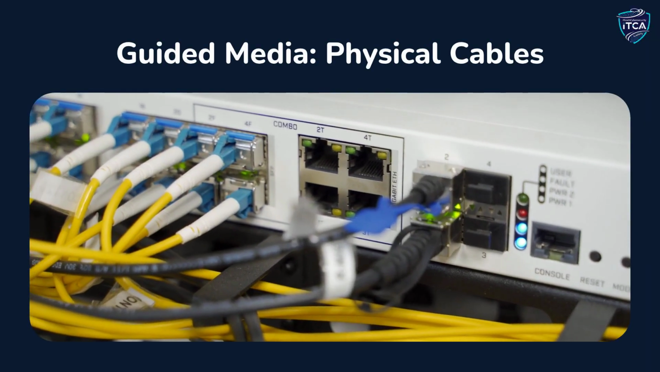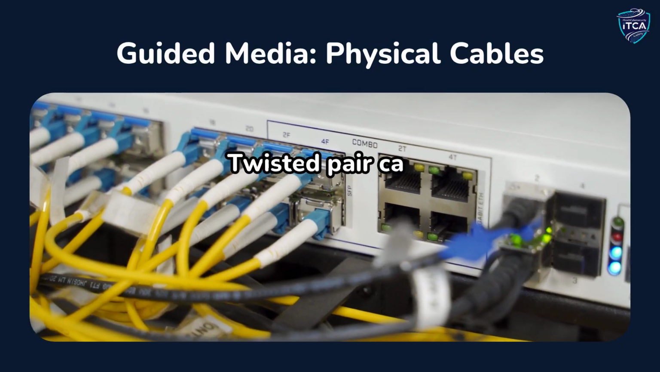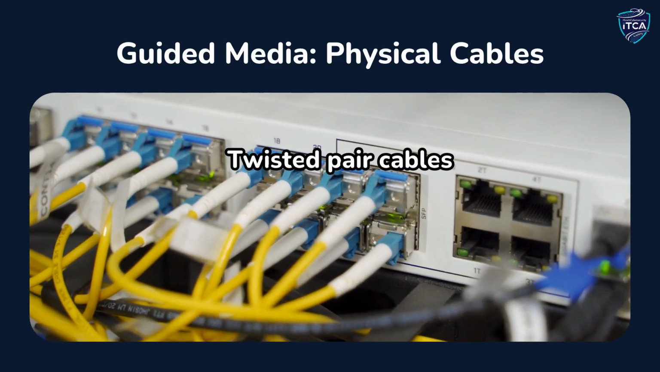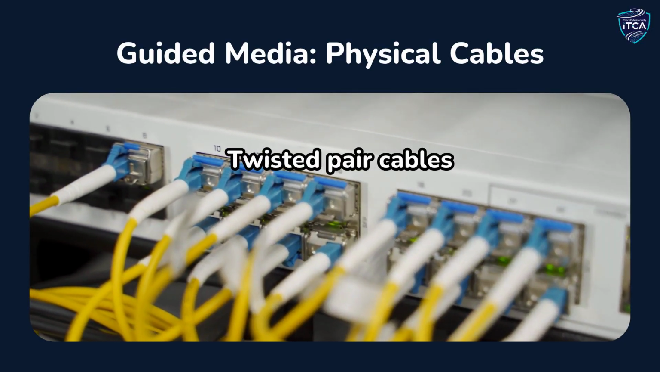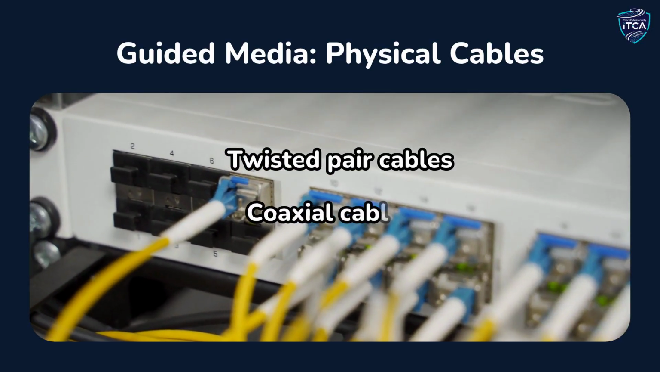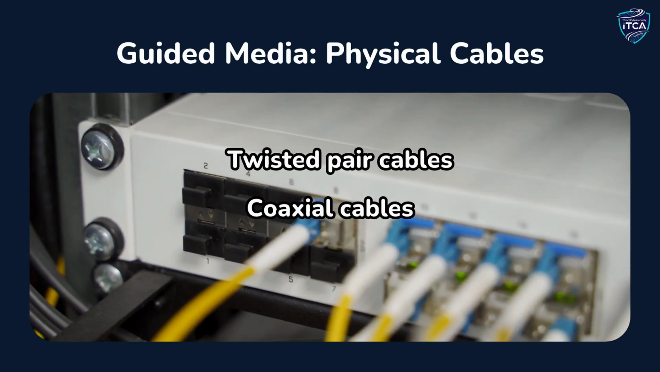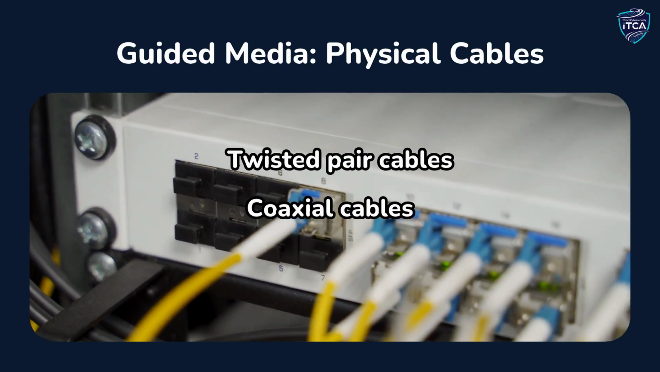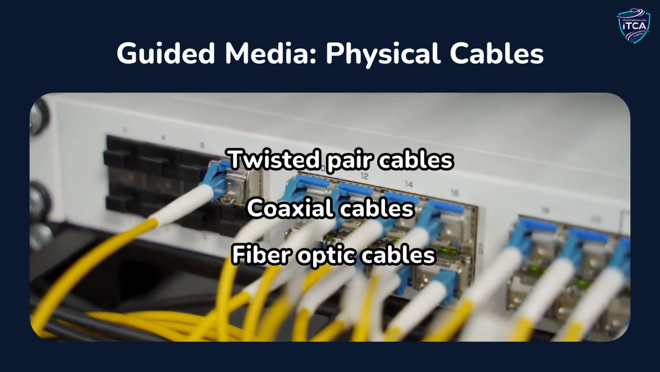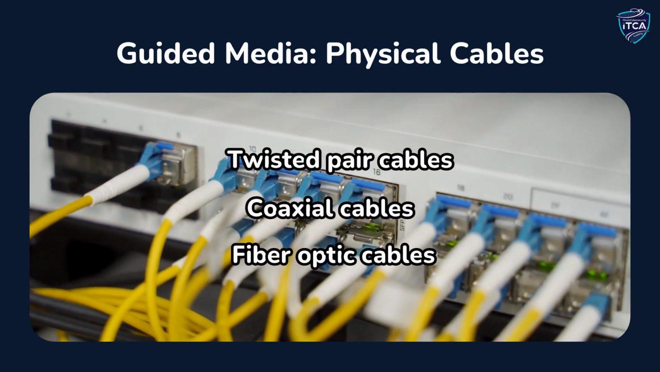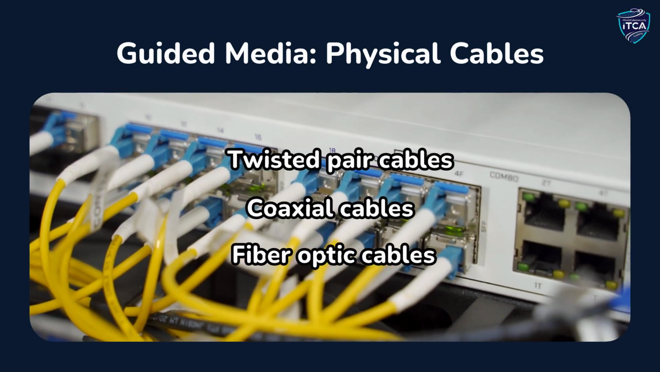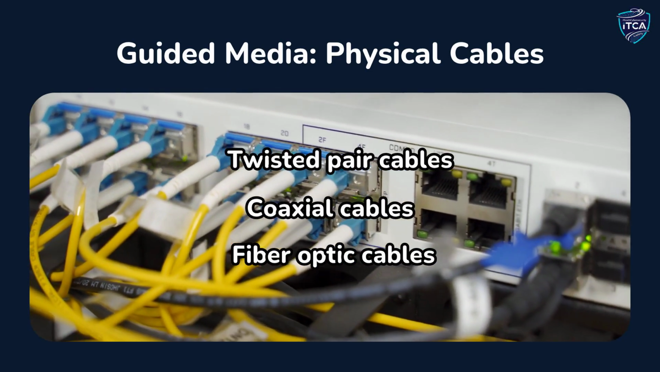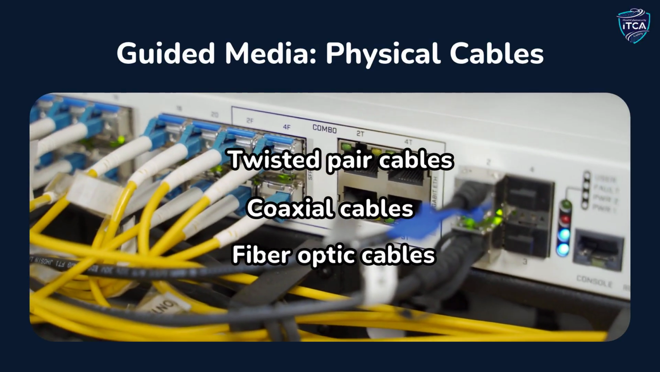Guided media use physical cables. Twisted pair cables, the most common type, are affordable and easy to install, but vulnerable to interference and physical tapping if access is not controlled. Coaxial cables offer better shielding, but can still be compromised in shared environments. Fiber optic cables transmit data as light, making them extremely fast and very difficult to tap, which is why they are used in military, financial, and critical infrastructure networks.